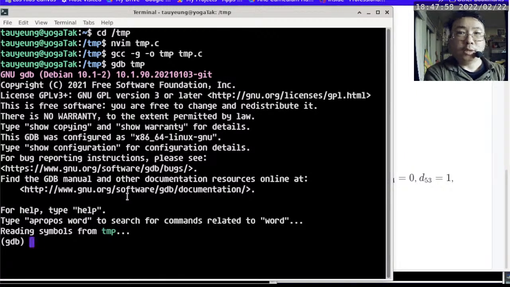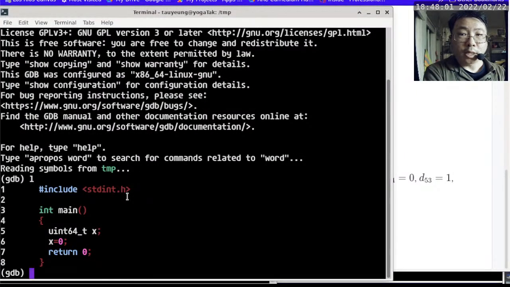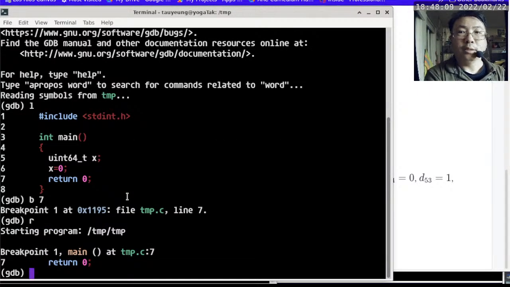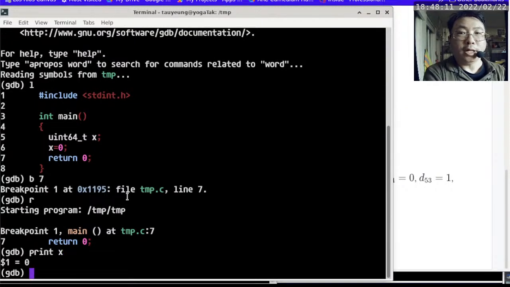GDB, into the debugger. Alright, so now we're in the debugger, and I just want to put a breakpoint on line 7. So b 7 is how we set a breakpoint, and then we just run the program. Okay, and then we say, oh, tell me what is x. X has a value of 0. You guys go like, boo! What does this have anything to do with our program?